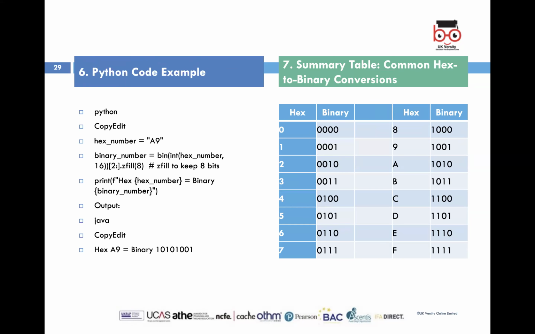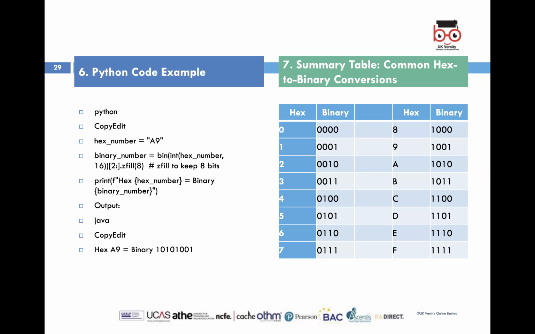Python code here for conversion. So the hex number has been set to A9. The binary number uses the int function, and puts the hex number to base 16. The zero-fill format keeps it to 8 bits as it says in the comment, and then you print the binary number out. So the output is hex A9 equals binary 10101001.